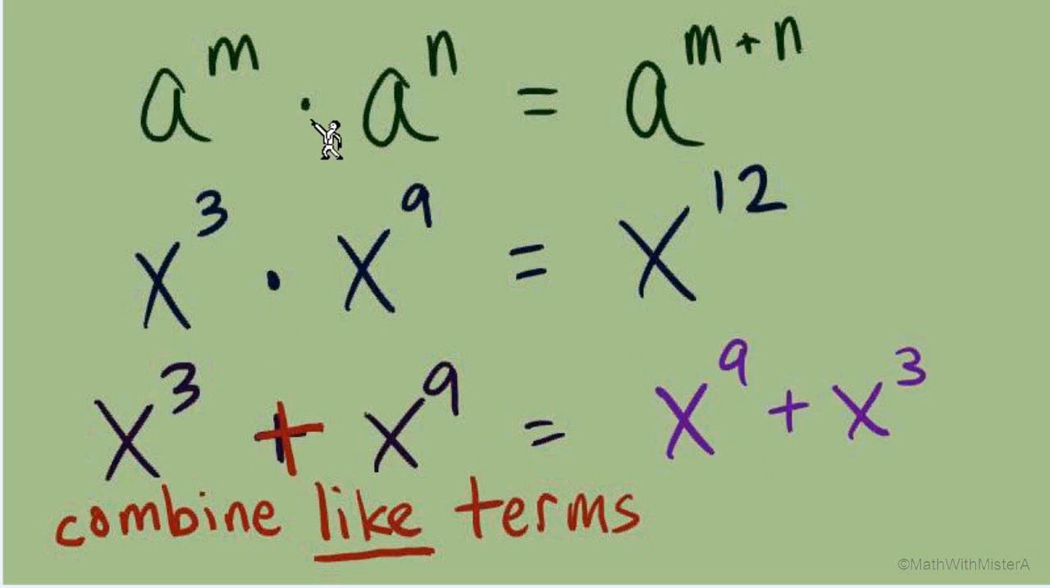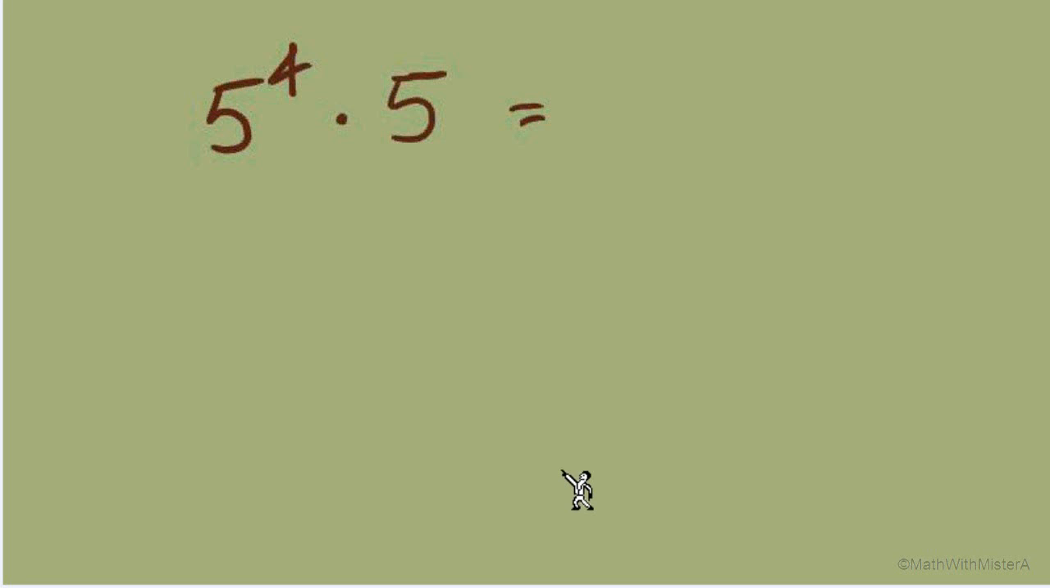But if we see multiplication only, then we have some rules that we can put to use. And not, again, not rules, but some patterns that we know to be true. Now we need to look at a few more examples just to make sure we fully understand how these situations work. Let's look at this example, 5 to the 4th times 5.